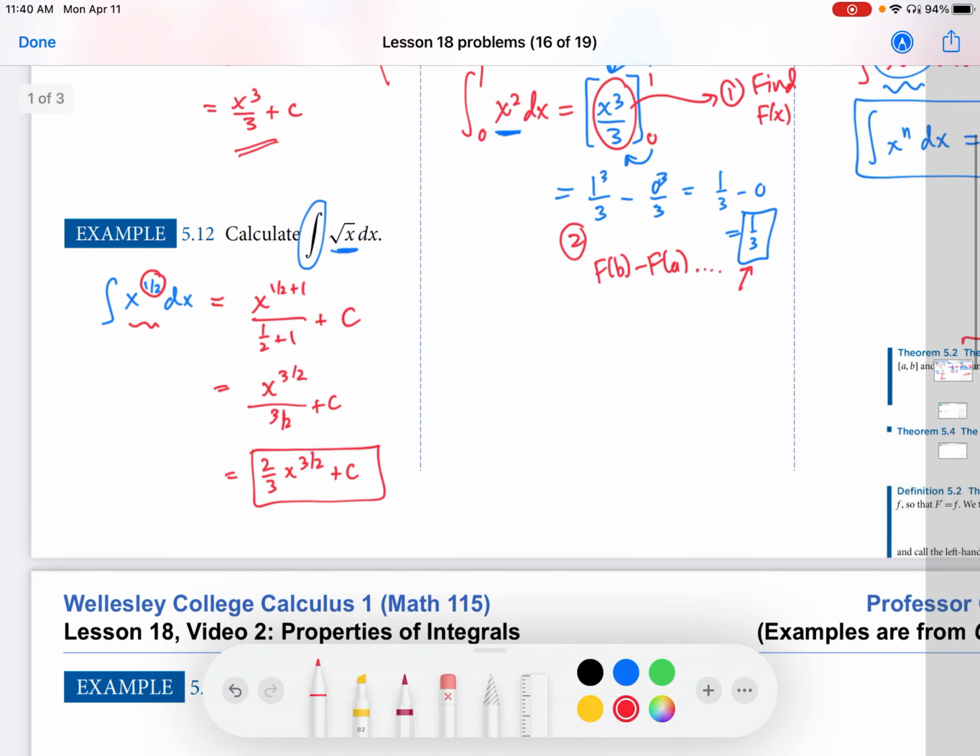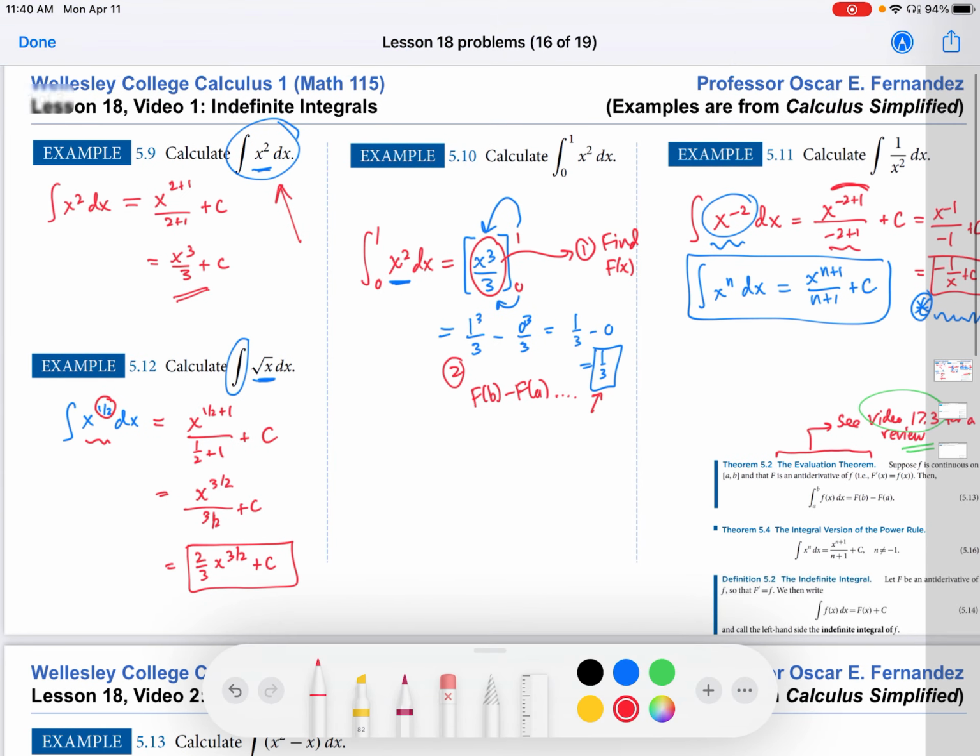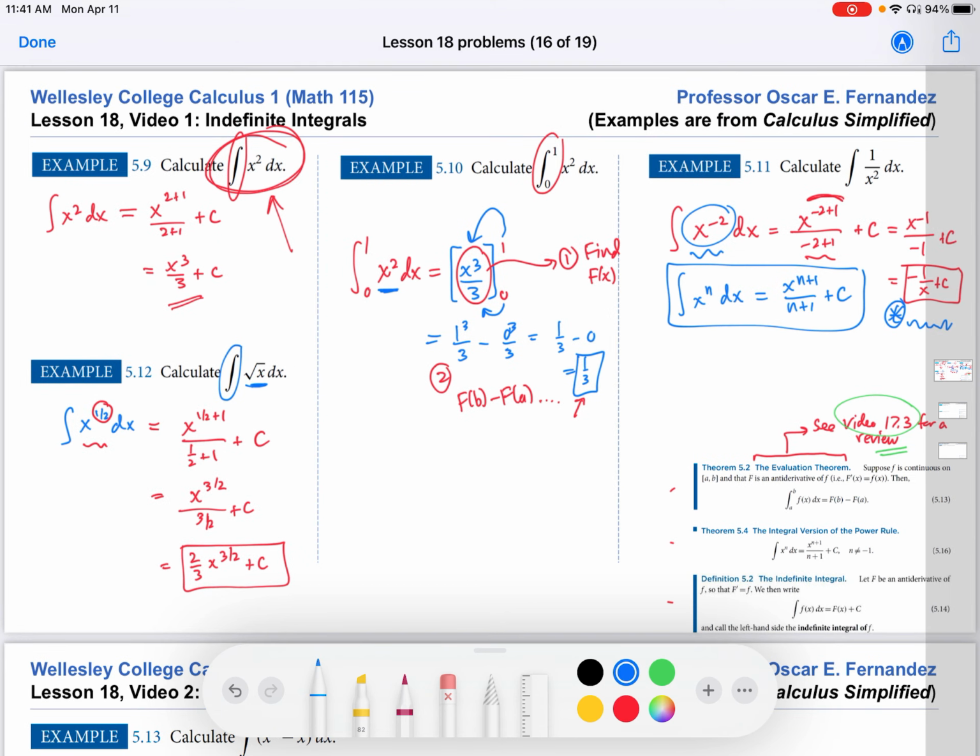So I'm going to zoom out here and just run through a few quick takeaways. We did 3 things in this video. The first one was to talk about the difference between indefinite and definite integrals, right? For the indefinite integral, you're looking for the antiderivative, the function that when you differentiate it gives you back the integrand. If I take the derivative of x cubed over 3, I get back this integrand. If I take the derivative of this function, I get back x to the 1/2, right? That's what indefinite integrals do.